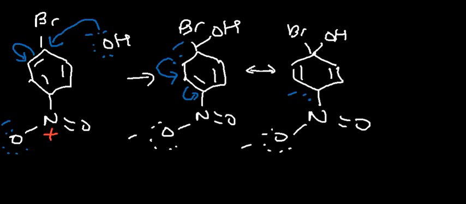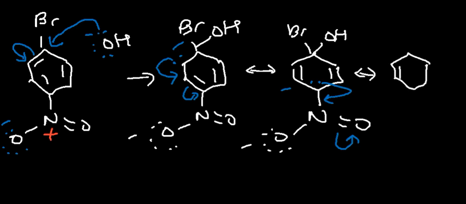And now that negative charge, this carbanion, can form a double bond, and that double bond is going to break. So now we have another resonance structure, which looks like this. Now this is a fourth resonance structure, but I'm out of space, so I'm probably not going to draw it.